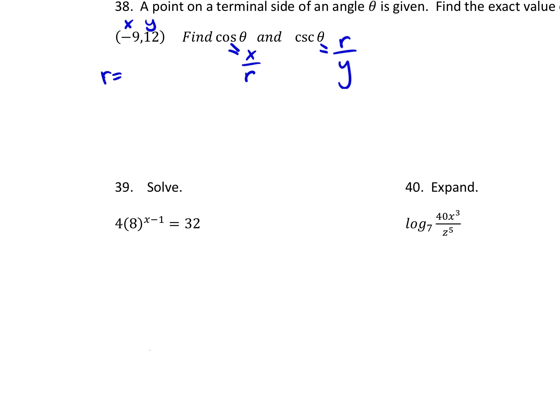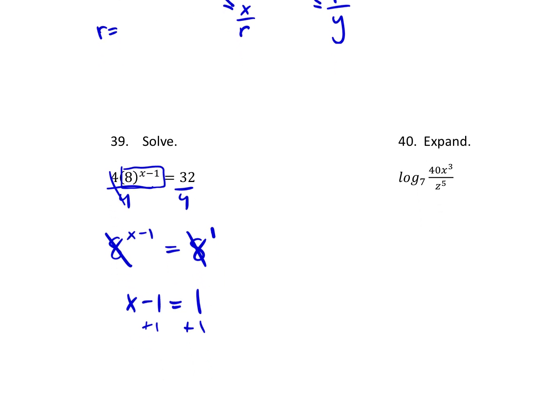39, we want to solve. So back to logs. We always want to get the base and the exponent all by itself. So here I would divide 4 to move it to the other side. 8 to the power of x minus 1 is equal to 8. When our bases are the same, we can cancel them out. What's the exponent on 8 implied? 1. Awesome. So 8's cancel. X minus 1 is equal to 1. Add 1. X is equal to 2.